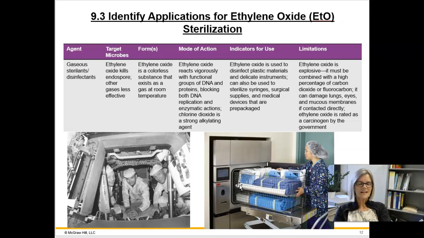Now, all this is done in a highly controlled environment because ethylene oxide is explosive. It also is a carcinogen. But these machines are designed to be used without getting anyone exposed to the ethylene oxide. And so they're used frequently in healthcare.